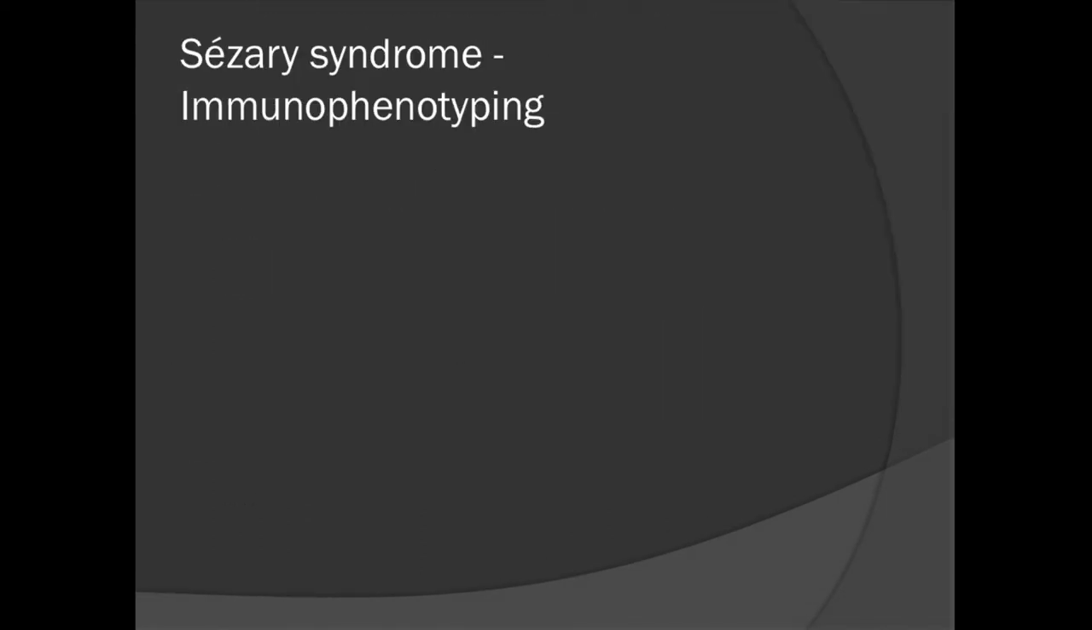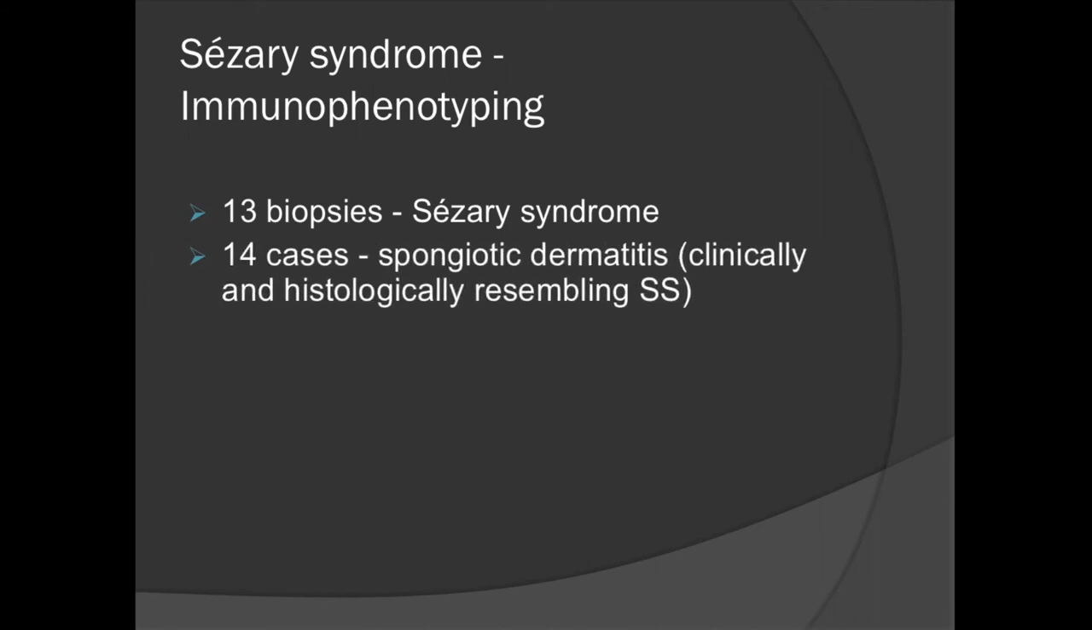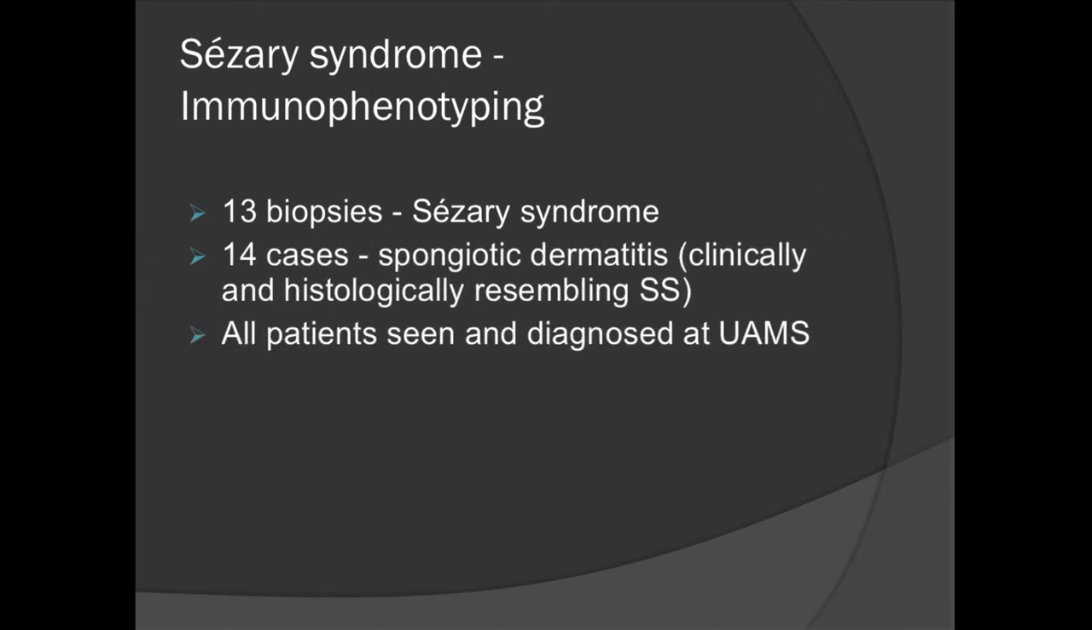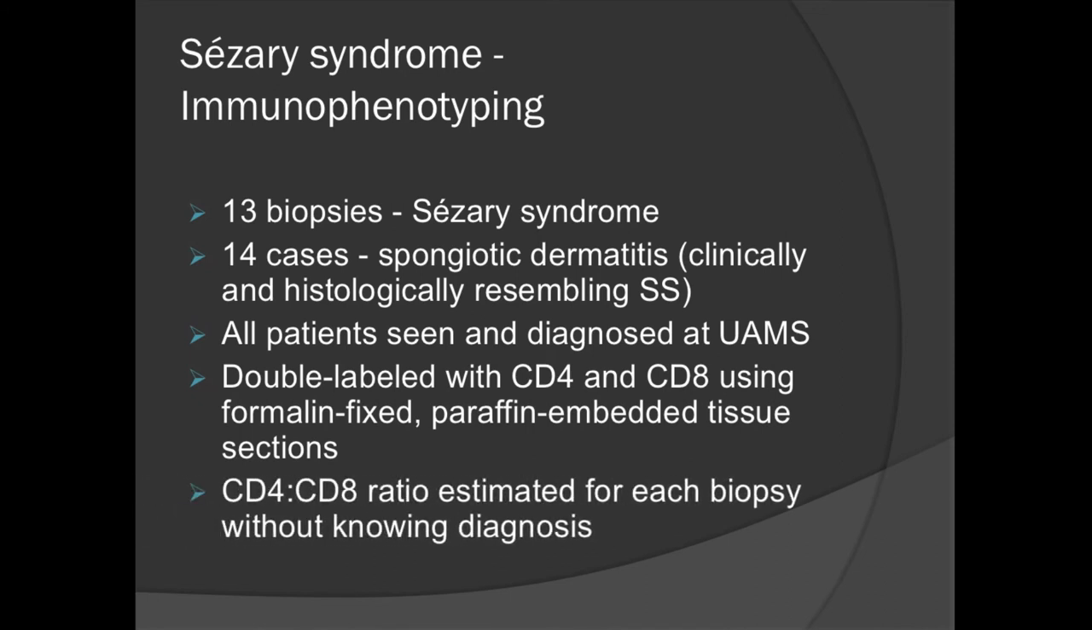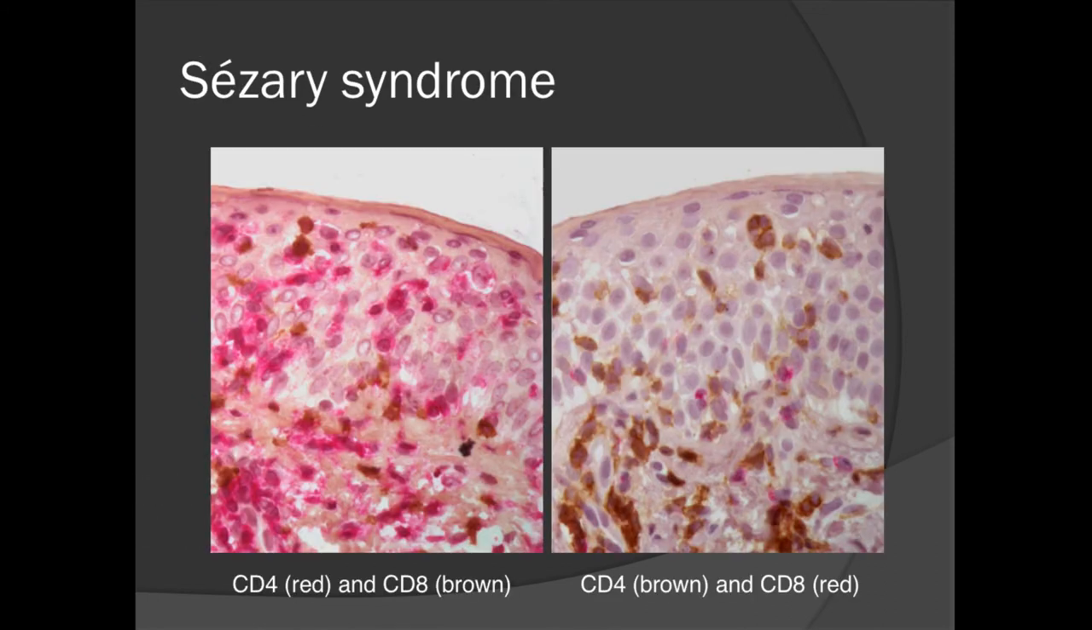So being creative, I thought we should try that on a skin biopsy. We took 13 patients with Sézary, 14 with spongiotic dermatitis, and we did double labeling. Oh, cool. So we did double labeling with CD4 and CD8, and it didn't matter whether we used red and brown, flipping them either way. We tried it both ways just to see whether there was some problem with the chromogen that might be affecting it.